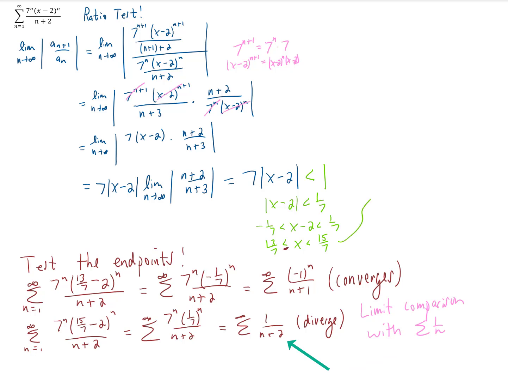Okay, so ultimately what we found was an interval of convergence that includes 13/7, but does not include 15/7, and that is our final answer.